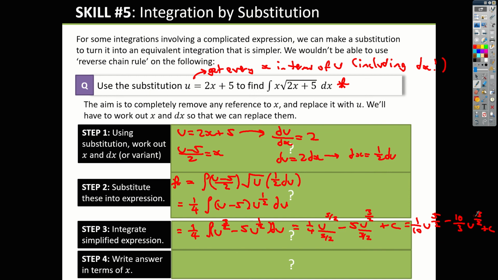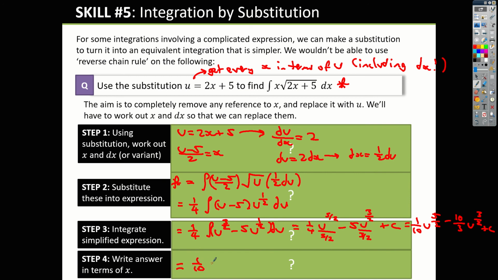Okay, so now I've integrated and simplified in terms of u. The final step is to undo your substitution and return back to everything in terms of x, because our initial integral wanted us to integrate these x's, so we're going to go back to doing that. So remember, u is 2x plus 5. That goes into both of these u's here. And don't worry about my phone. I don't know why it's going off all the time.